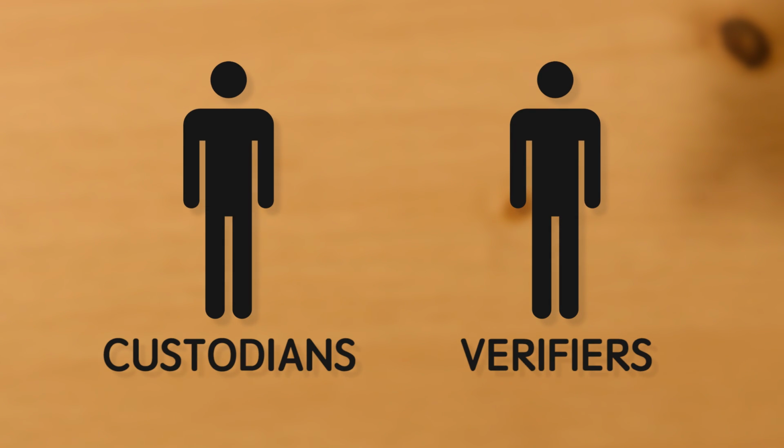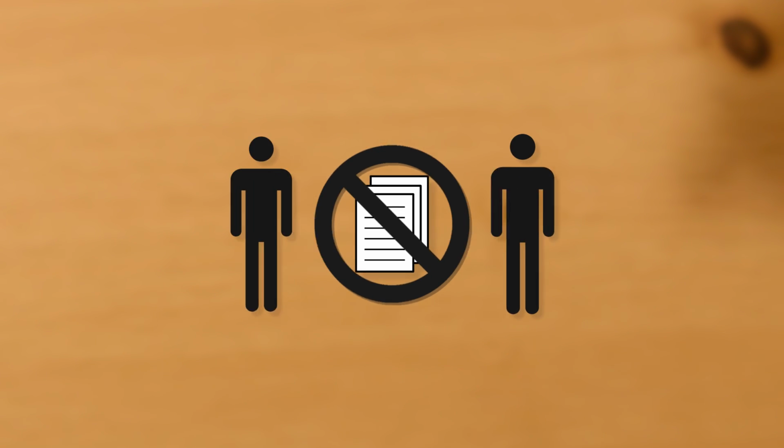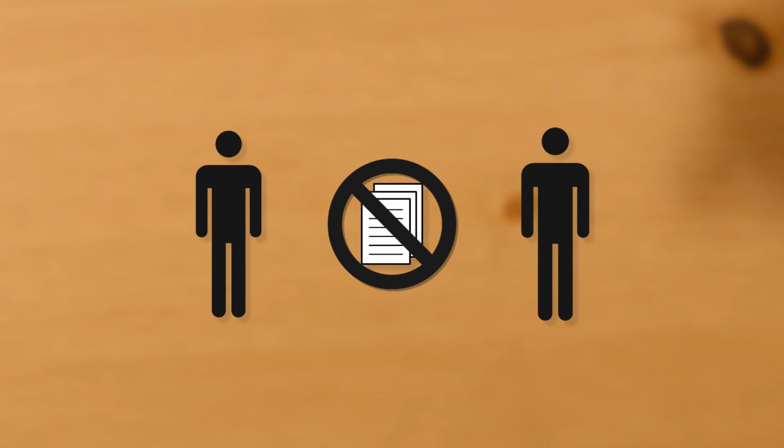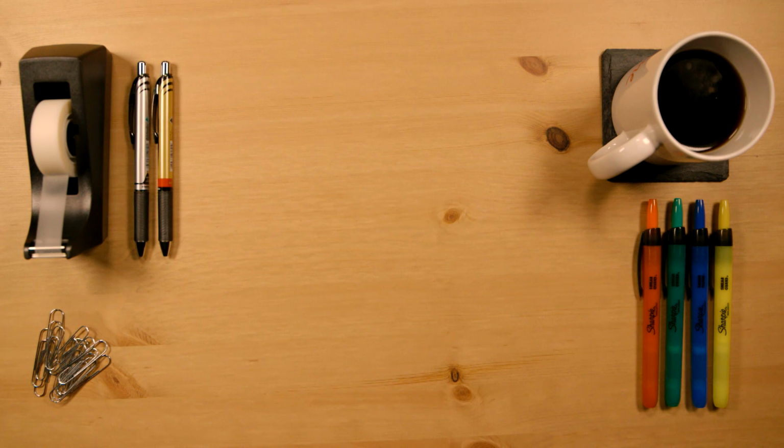individuals. If for any reason the completed forms are not forwarded to the Property Department on or before the deadline, the Property Department will notify, in writing, the Executive Director of Procurement and Business Services and the Vice President for Finance and Operations. All right, let's jump in.